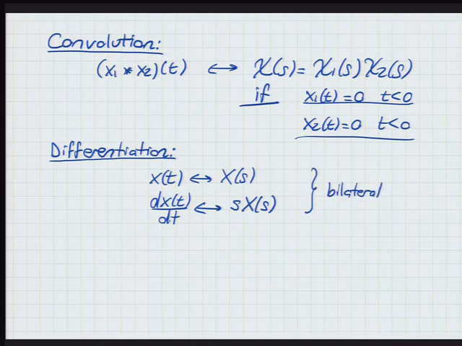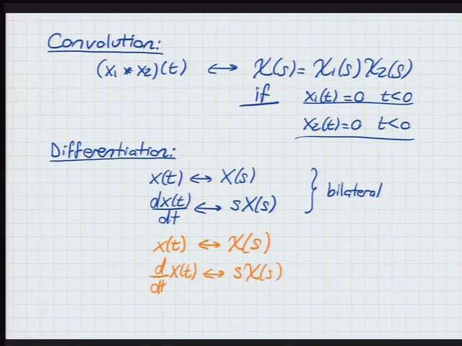Let's now talk about the relevant property for the unilateral. So if x of t has unilateral Laplace transform curly X of s, then d by dt x of t has unilateral Laplace transform s times X of s, but then there's a provision for the initial value, minus x of 0 minus. All right? So that is the unilateral differentiation property. The only difference, obviously, is this term here.